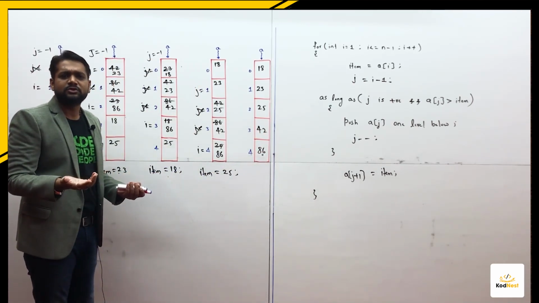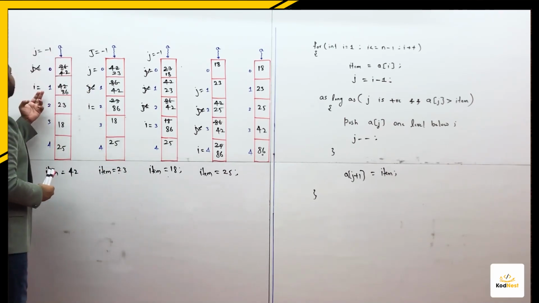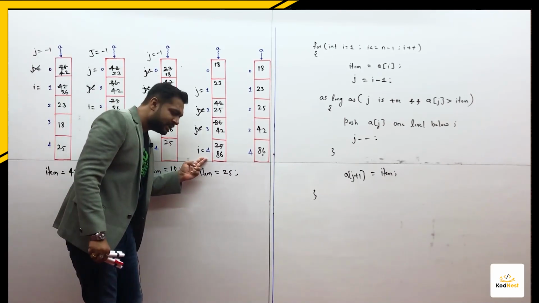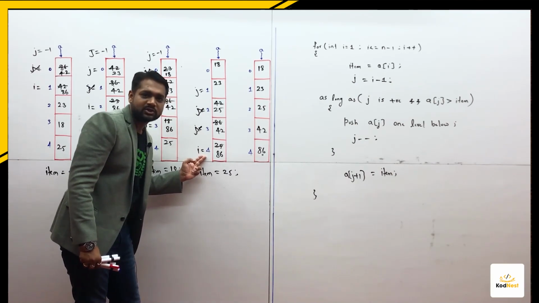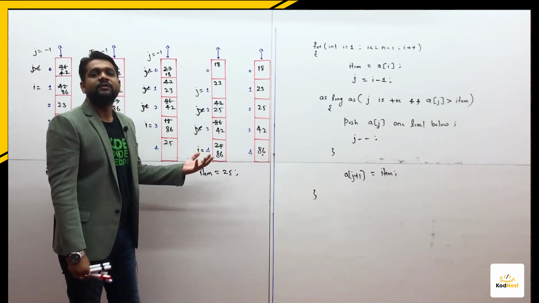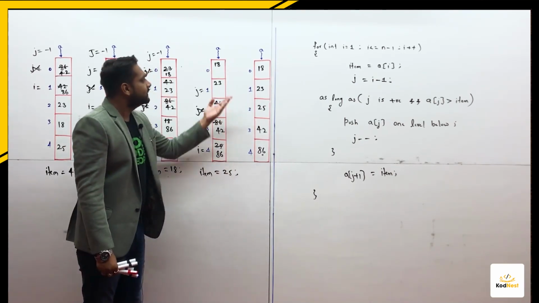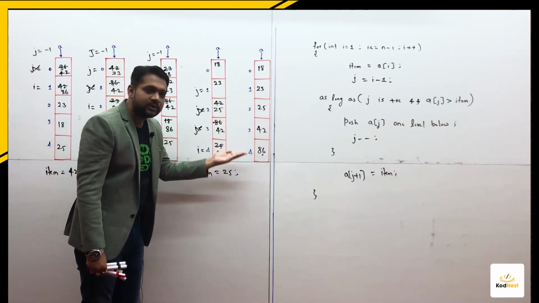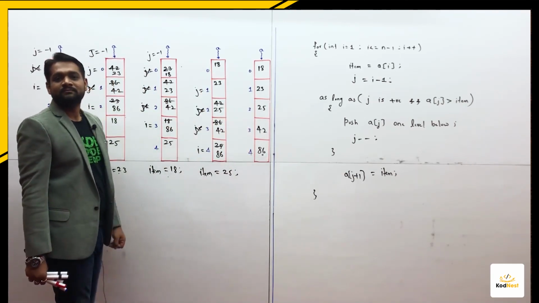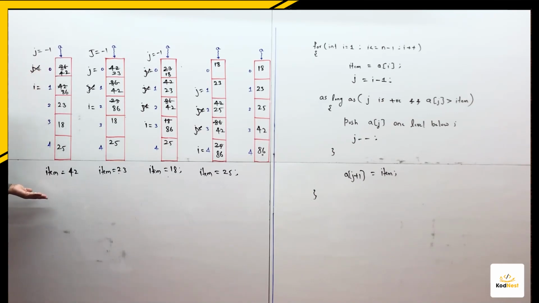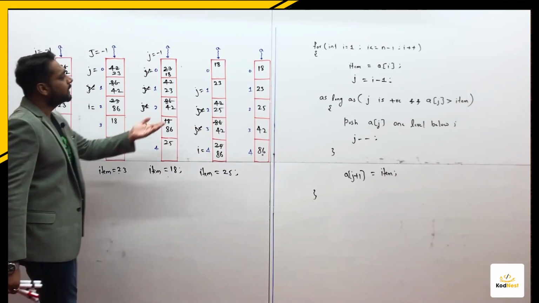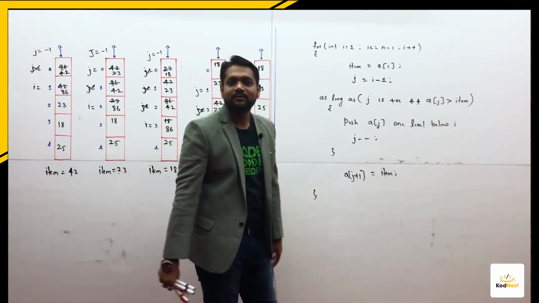If you ask me, sir, why do we have to stop? Because I should start from 1. I should go until n minus 1 only. We have come to n minus 1. Stop it. If you stop and see the array, 18, 23, 25, 42, 86, it is sorted. Initially it was like this: 86, 42, 23, 18, 25. Now it is like this. Array is sorted.